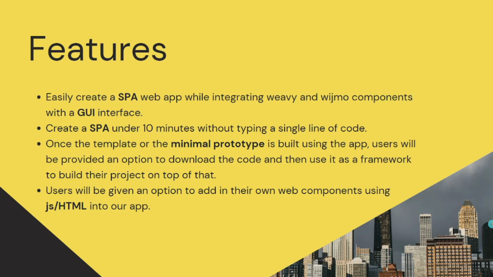So once the template or the minimal prototype is built, users can download the code, which we saw as the export as HTML button on the top. With that, they can download the code and then use it in the local framework and build on top of that. Users will also be given an option to add their own web components using JS or HTML into the app. Near the code space, we saw the list of components, right? So inside the list of components, we can add our own components and integrate them into the code space.